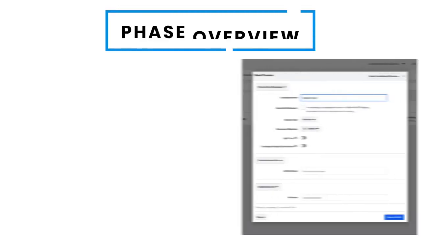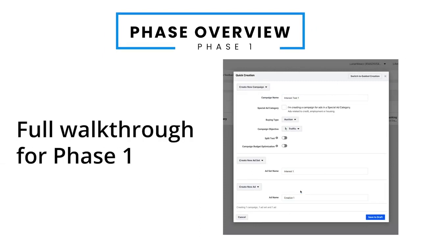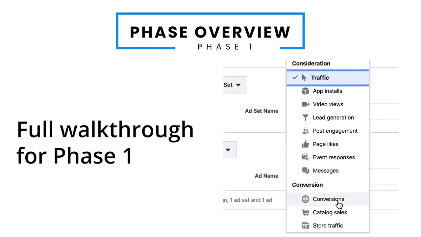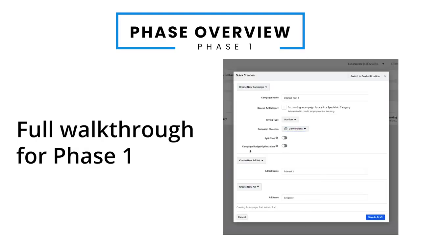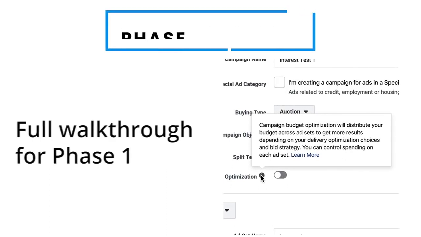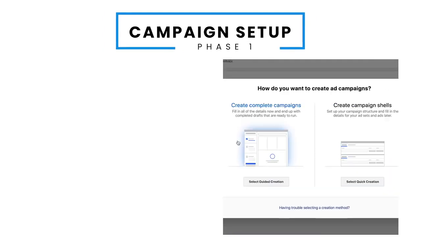Let's get started with how you should set up your ads for phase 1. In this first testing phase, I'll do a full walkthrough, explaining why I choose certain settings and what each setting does, so that you can modify things for your own unique situation. It might be a little slow, but you'll need to know these details because I'll be moving faster through the next 4 phases. Let's start by clicking on the green Create button to make a new campaign.